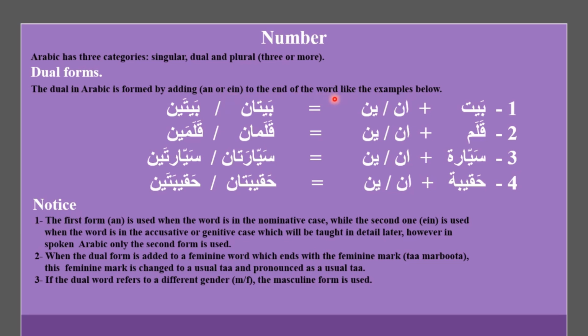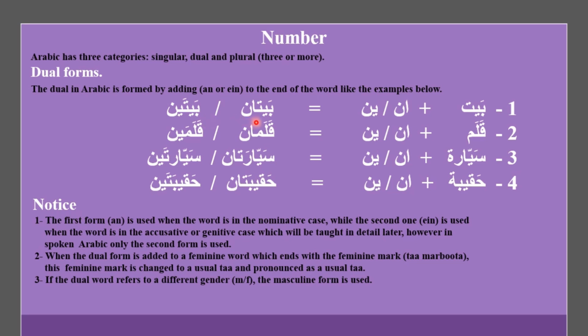Okay, so look at it. Number one, Bayt is house. If you want to say two houses, you add alif noon or ya and noon, and it's going to be Baytan, or Baytain.